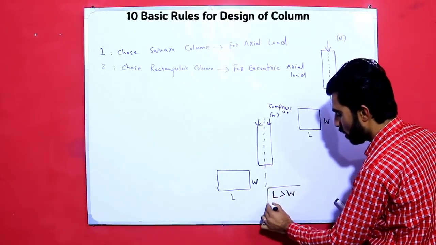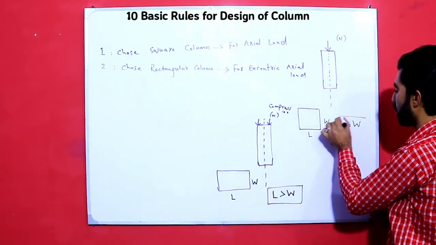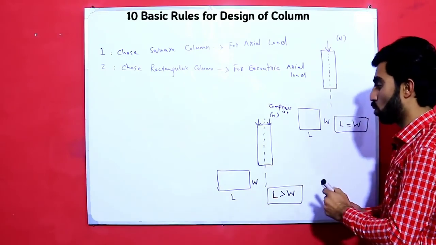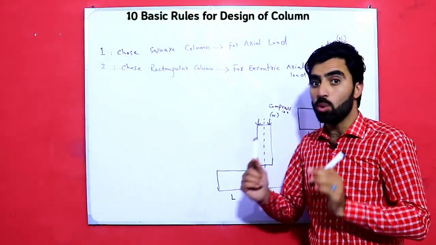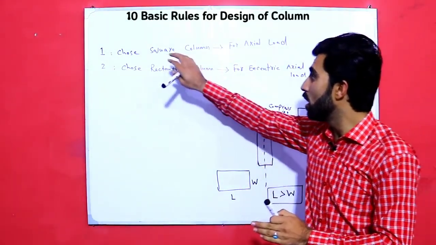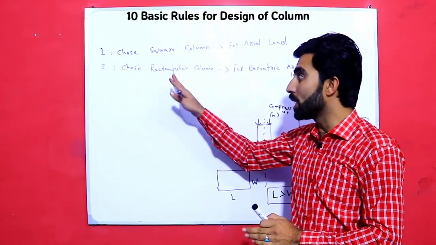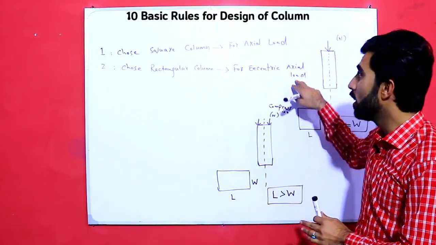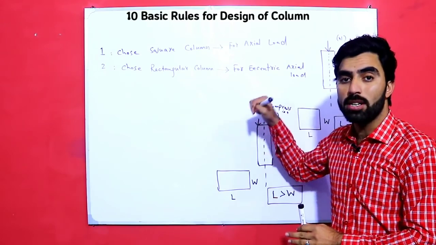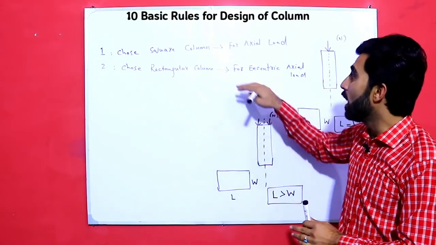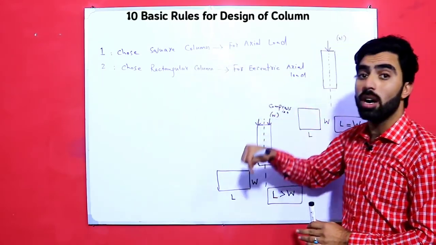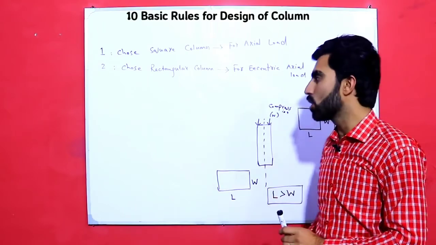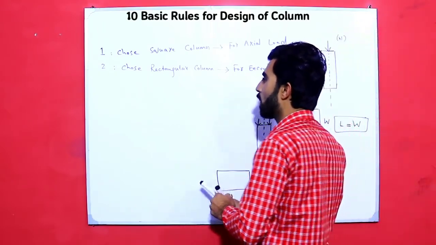Remember these 2 points, especially basic rules in RCC column, where you can select square column and where you can select rectangular column. Rectangular column for eccentric axial load, when load does not come on the center of the column, and square column when the load comes on the center. So this is the second basic rule.